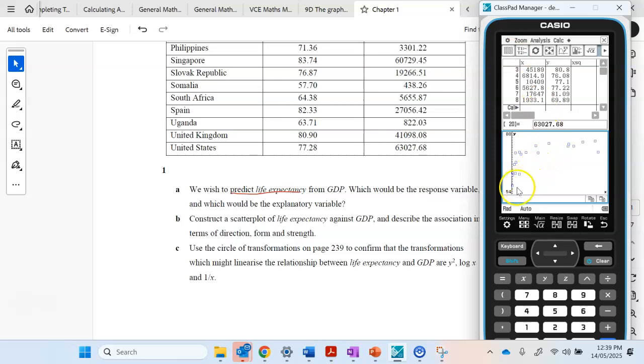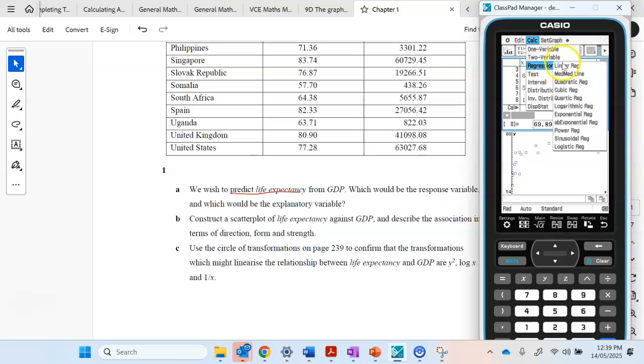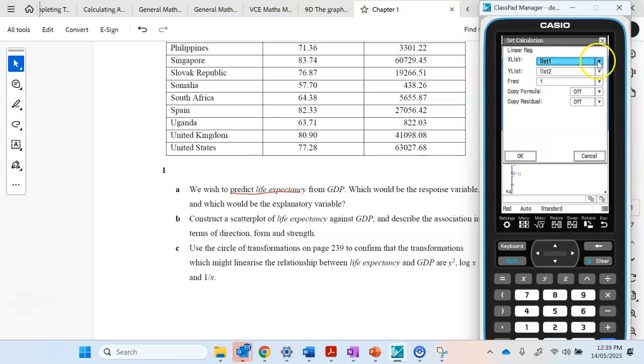So we can clearly see it is non-linear. When we're talking about it in terms of direction, it is positive. The form is non-linear. And when we talk about strength, we can't really interpret the R value unless it's linear. But if you wanted to interpret the R value, then you can just go to analysis, go back up here, calc, regression, and then linear reg. And remember, we're doing X and Y.